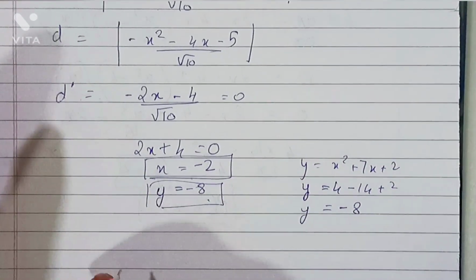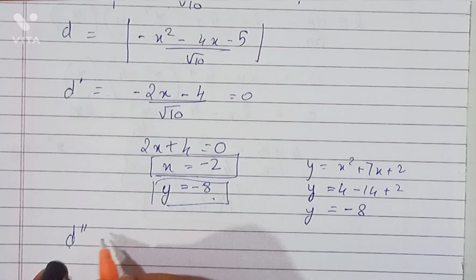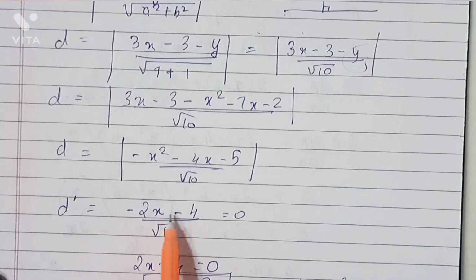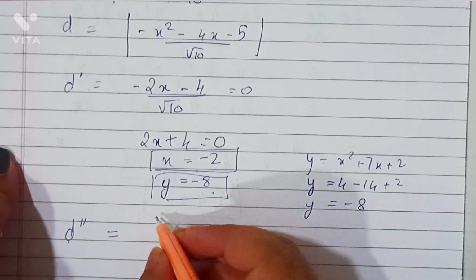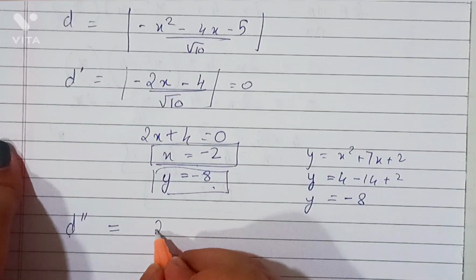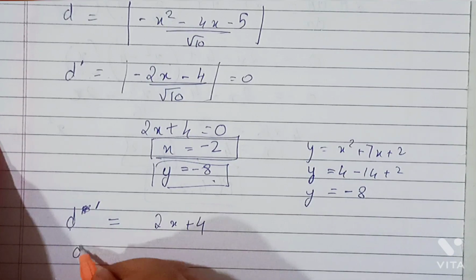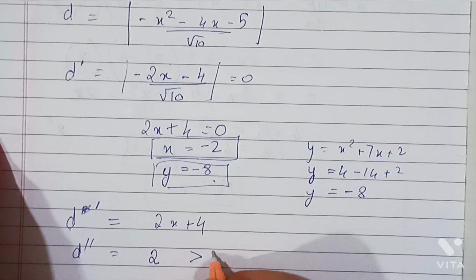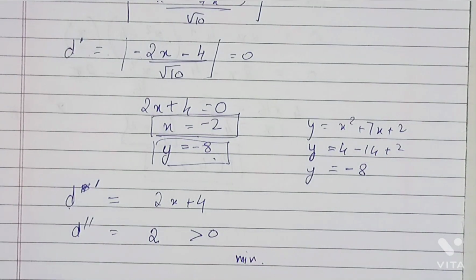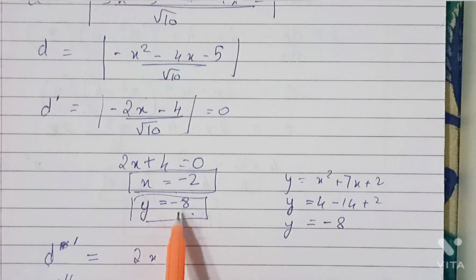Now we need to see that is the distance closest or not. So for this I'll apply double derivative test, that is d double dash is equals to, see over here we got minus 2x minus 4. So I can write that positive because of mod sign, right? So 2x, my d dash is 2x plus 4, right? So d double dash will be equal to 2, which is greater than 0. So minimum distance is there. So from here we got point also, that is minus 2 comma minus 8.